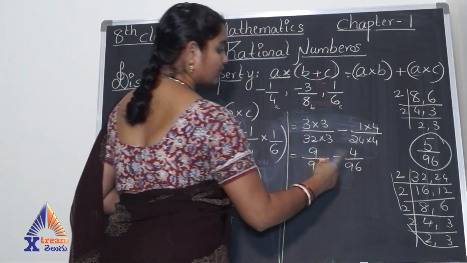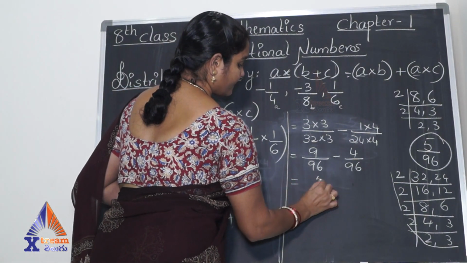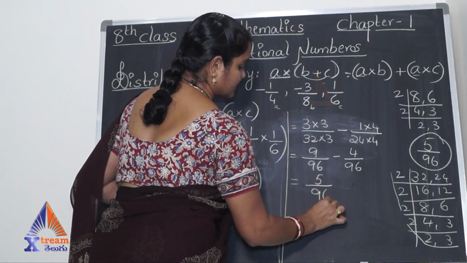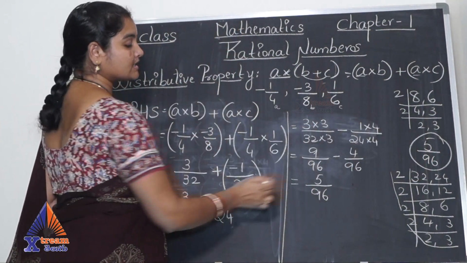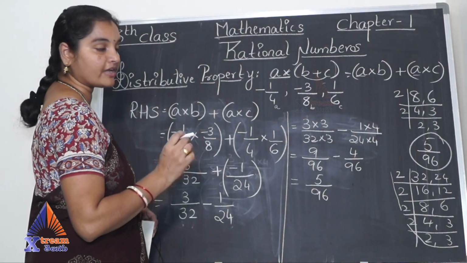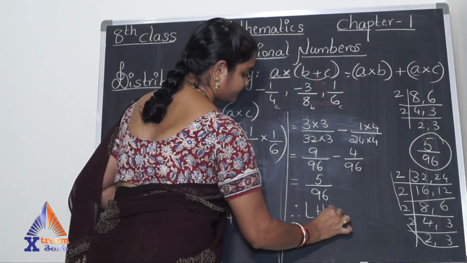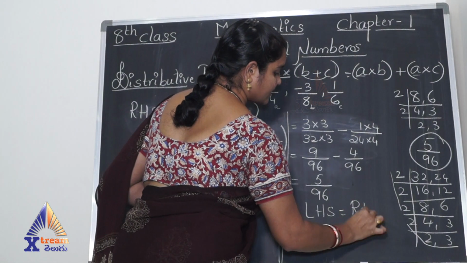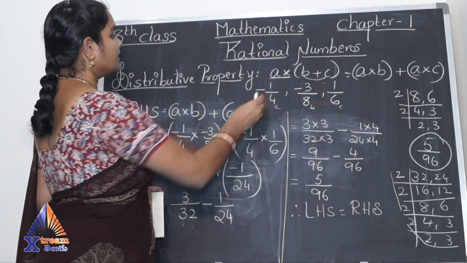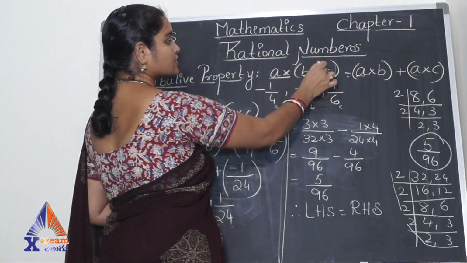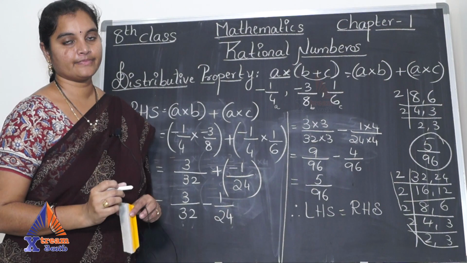I think by looking at this step you can say what could be our answer. 5 by 96. If you observe, our LHS was also 5 by 96. Now our RHS is also 5 by 96. So with this we can conclude that LHS is equals to RHS. That means distributive property of multiplication over addition is true for rational numbers.